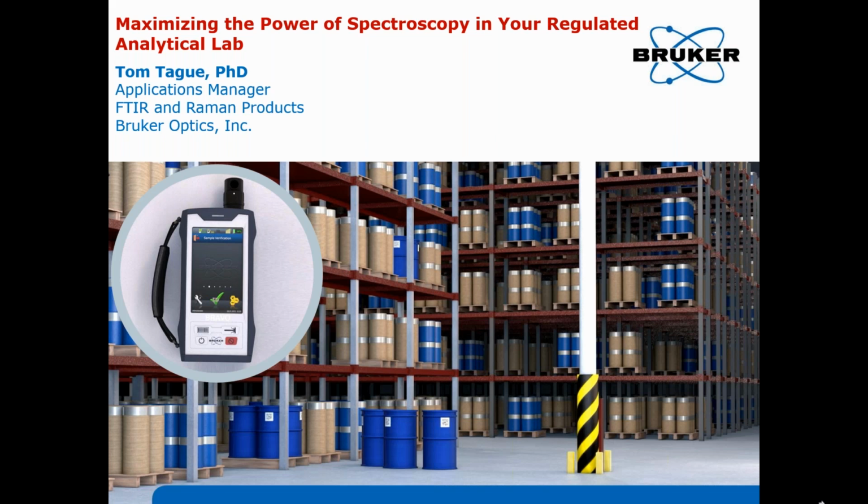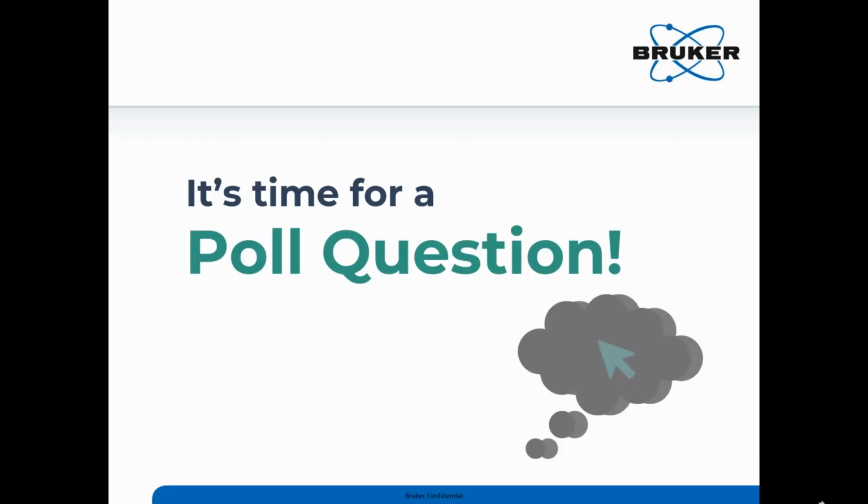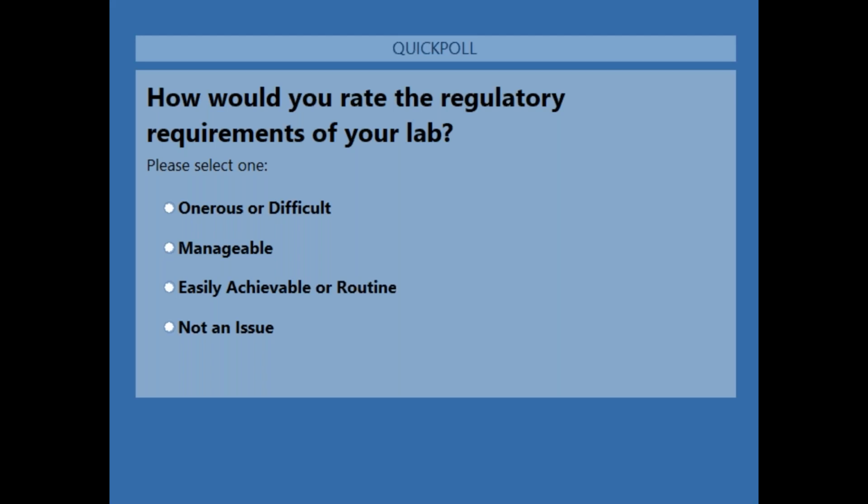So with that, we're actually going to do the poll question right at the beginning here, and the reason is it's very relevant to the topic that we're talking about. Fantastic. All right, as promised, everybody, I'm going to launch a poll right now. So there it is. How would you rate the regulatory requirements of your lab? So select one of the following. Would you describe it as onerous or difficult, time consuming? Would you describe it as manageable, easily achievable or routine, or not an issue? Pick the best one for you, and we will look at the results in just a second.